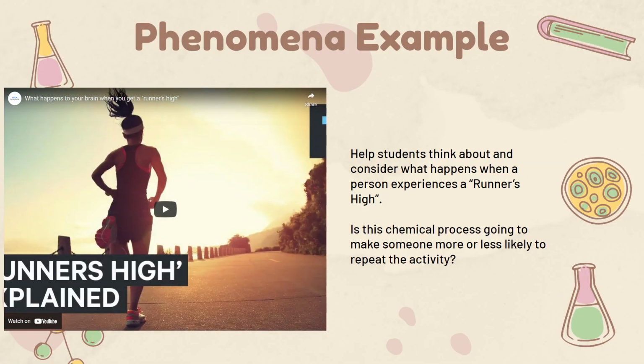All right, so here's an example of a phenomena that you can use. This video takes a look at what a runner's high is and explains that. And this will help students think about and consider what happens when a person experiences a runner's high. Right, so is this chemical process going to make someone more or less likely to repeat the activity?